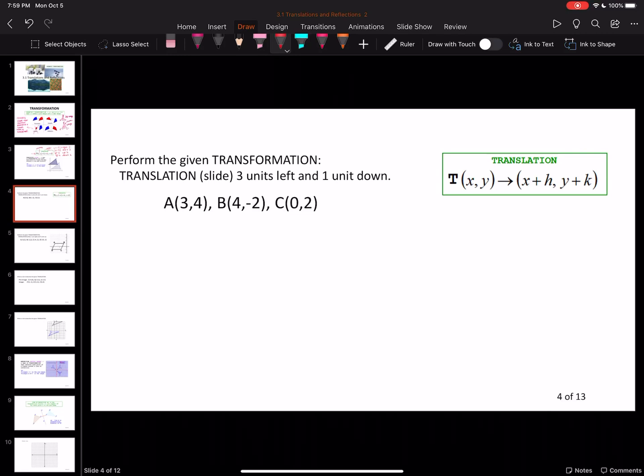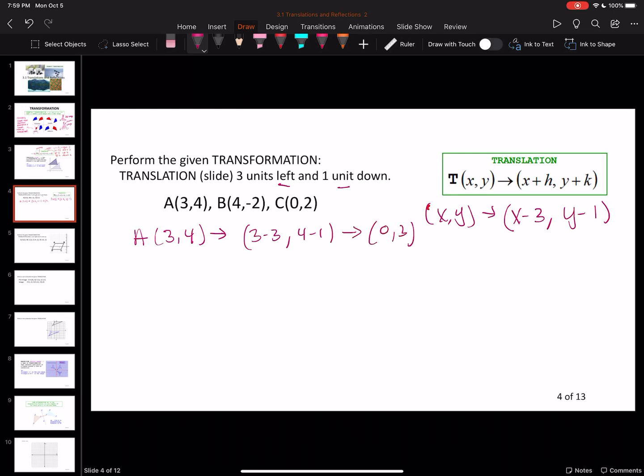So if we're going 3 units left, our original point is (x, y), and going left means we're going negative. So that's X minus 3, and we're going 1 unit down. Again, down is negative, so Y minus 1. And you can transform every one of your values just using that rule. So for A, X minus 3 would be 3 minus 3. I'm going to write this out, but you won't have to write it out for every single one. So that gives me (0, 3).